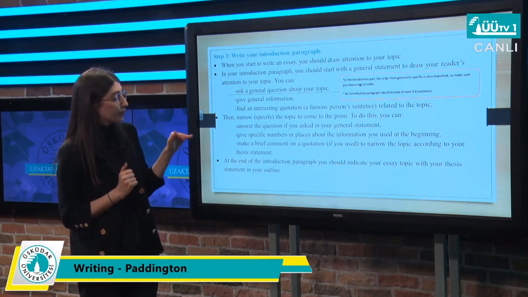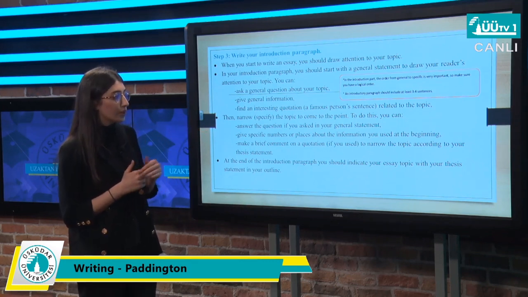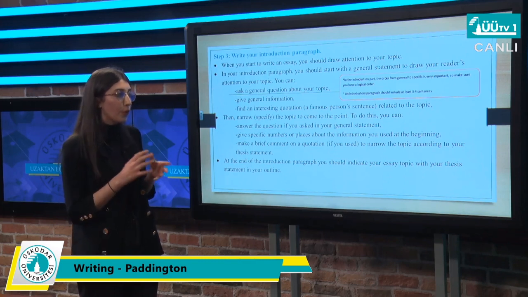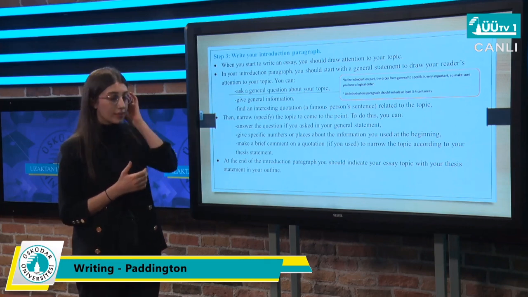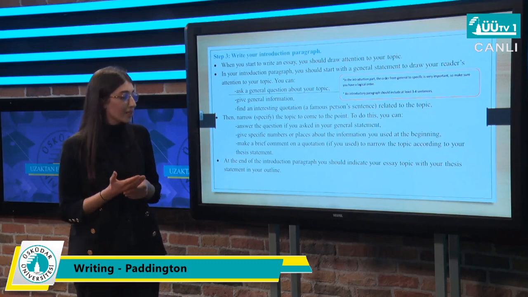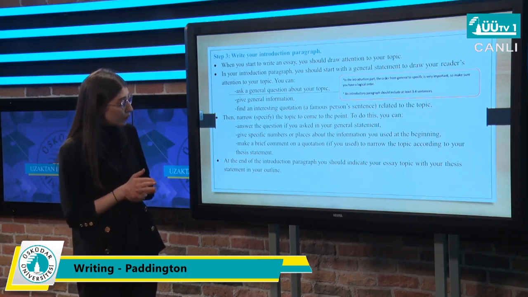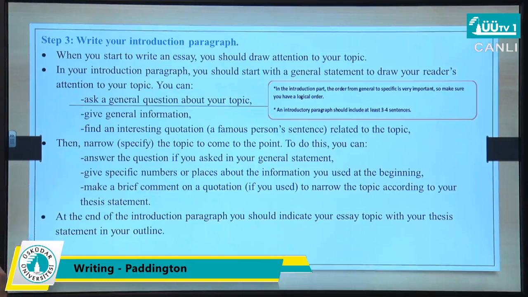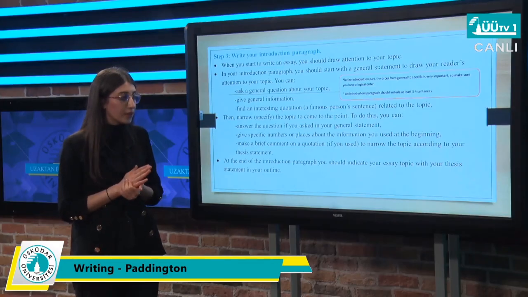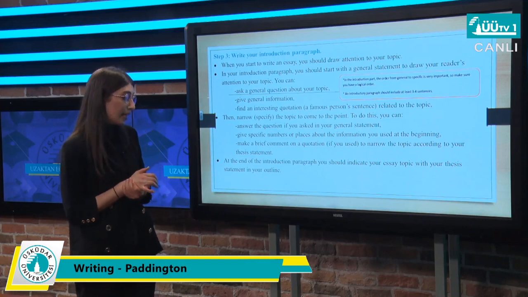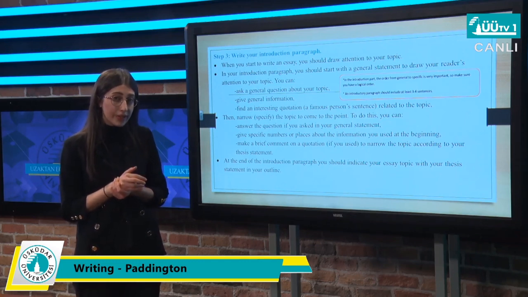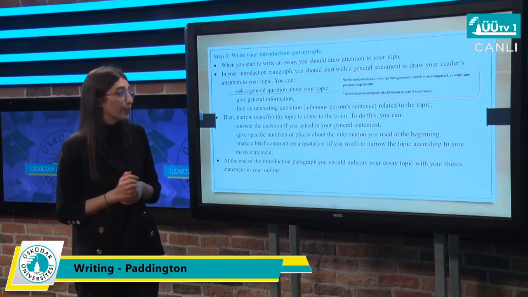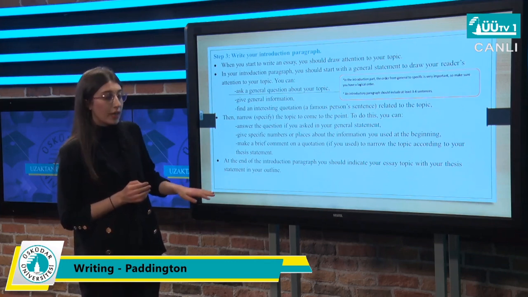And after that, you need to narrow down your thought to move to the specific point of the essay. How can you do it? You can answer the question if you asked it before. You can give some statistics, some numbers, places, or names, or you can make a brief comment on the quotation you gave before. And at the end of the introduction paragraph, we have our thesis statement itself, mentioning the categories you are going to write about, how many categories and which categories you will write. Okay, so this is about the introduction.